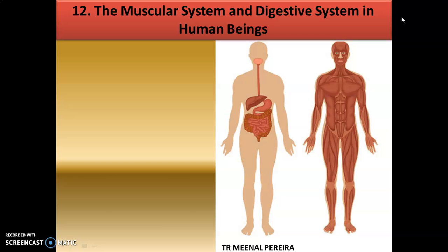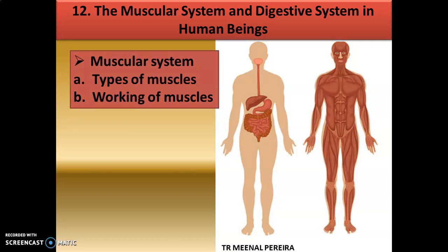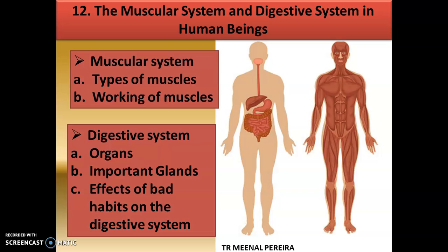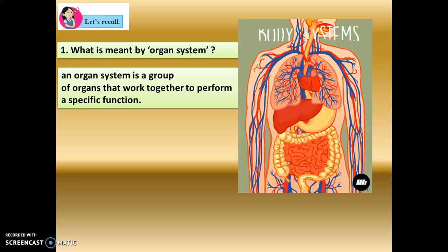Today we will begin with lesson number 12, the muscular system and the digestive system in human beings. In this lesson we will be studying two things: the muscular system and the digestive system. In the muscular system, we will study types of muscles and working of the muscles, and in the digestive system we will study the different organs, important glands and the effect of bad habits on the digestive system. So let's begin.